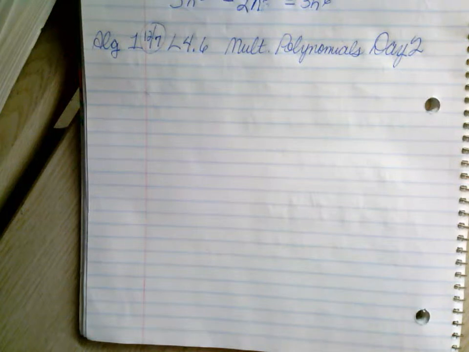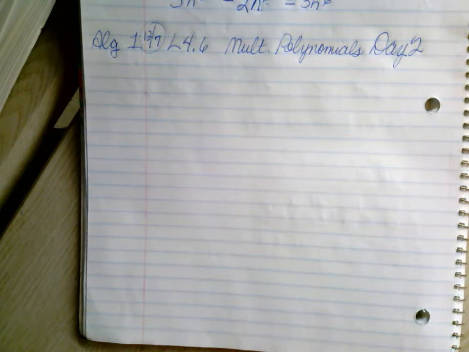Starting with number 29, if you guys could go ahead and turn to page 163. I'm going to do numbers 29 through 39 with you. Starting with 2 plus y multiplied by y squared minus 2y plus 3. Okay? I prefer the vertical method, so that's the method I'm going to do. I don't care which one you do.